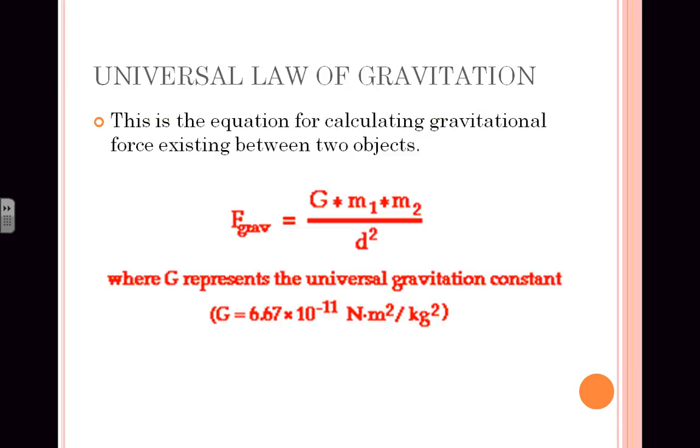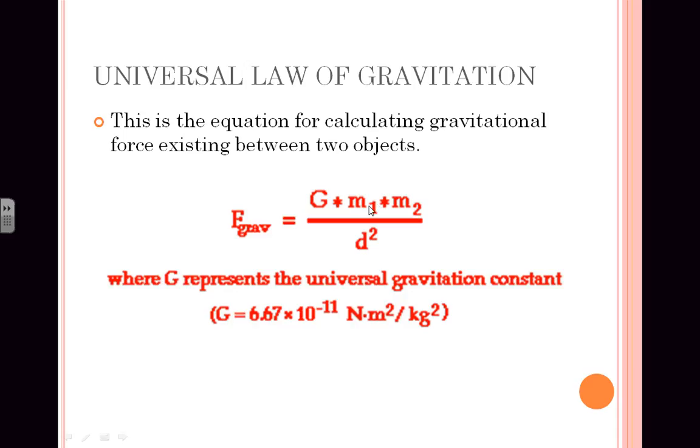Okay, so we're going to go ahead and finish by talking a little bit about the universal law of gravitation and Kepler's laws. So this is the equation that helps you calculate gravitational force existing between two objects. And it's right here. F grav is the force of gravity. Big G is a universal gravitation constant. It's always the same number, 6.67 times 10 to the negative 11th Newton meter squared over kilogram squared. And that will always be the number that you put in for this big G.